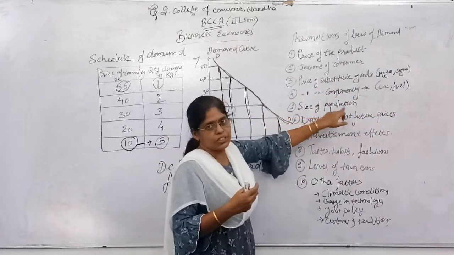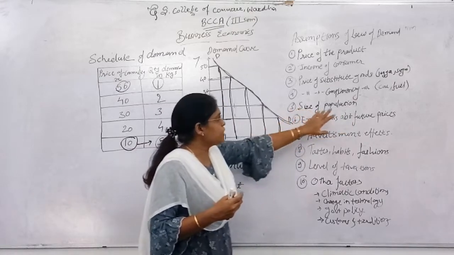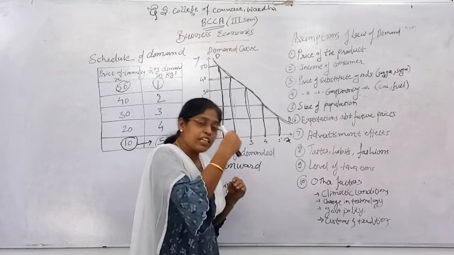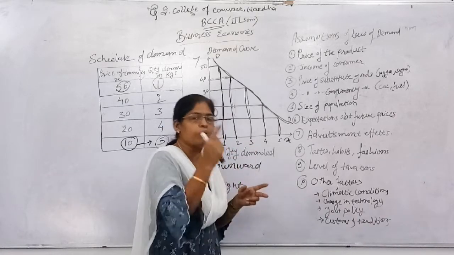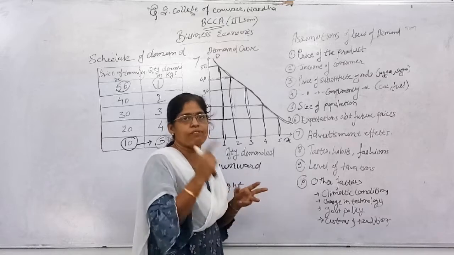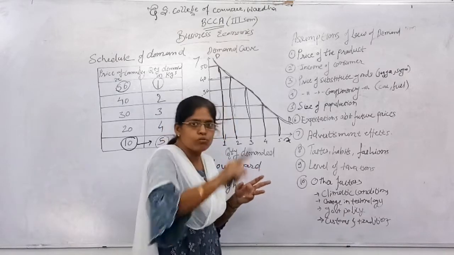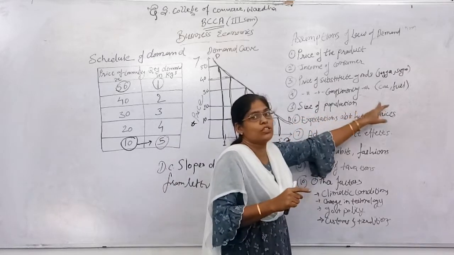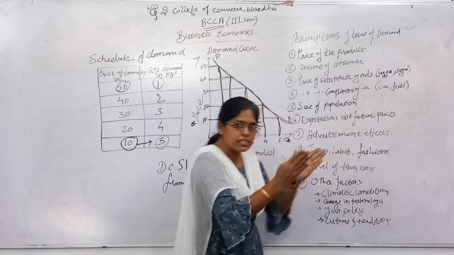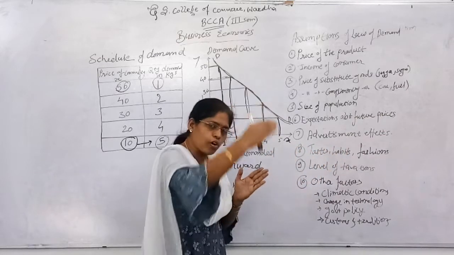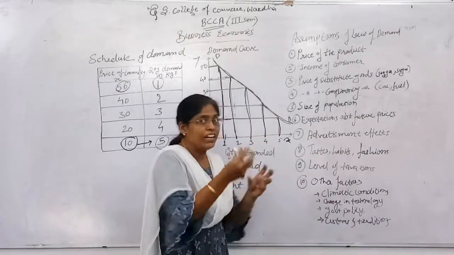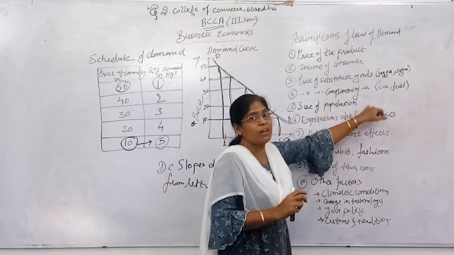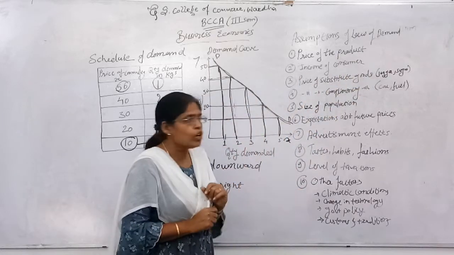Then size of population. Obviously, here the size of the population explains the total demand for these products, whether industrial goods, manufacturing goods, FMCG goods, that is fast moving consumer goods, all kinds of goods. The demand for all kinds of goods depends upon the size of the population of that particular country. If the population is less, the demand for goods will be low, and vice versa. So the size of population also plays an important role in the law of demand.